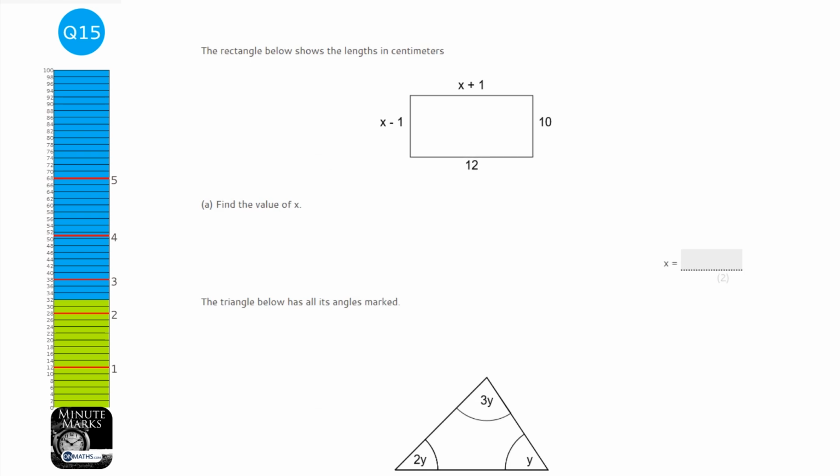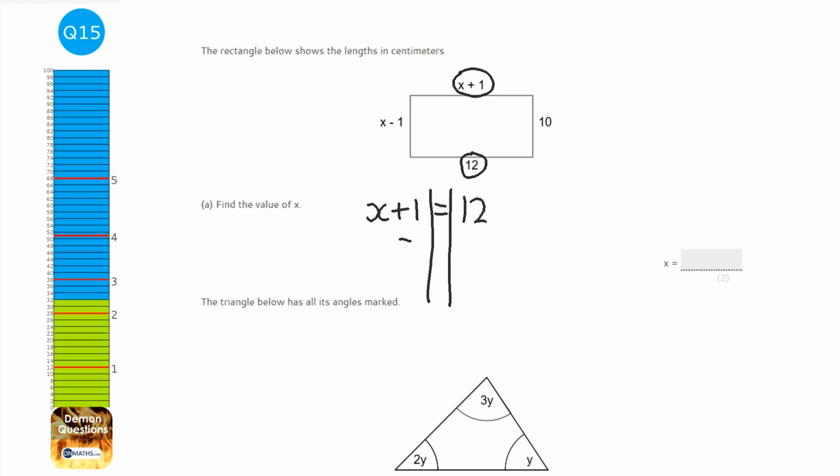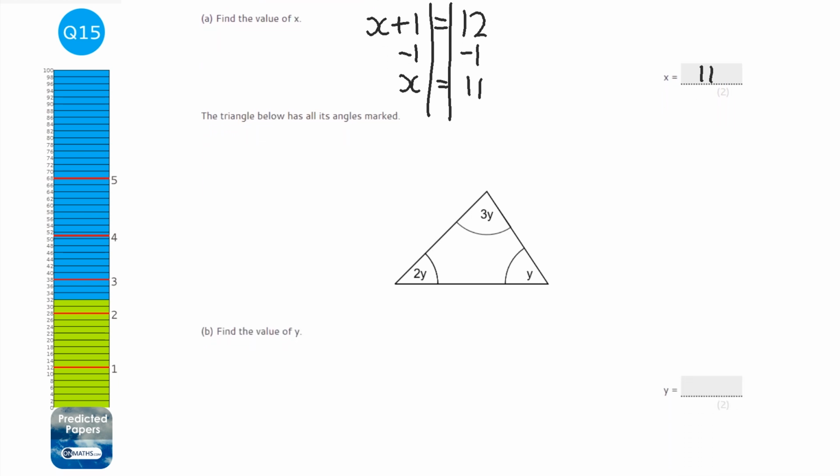Question A seems like a really complicated question, but it really isn't. If you think about what you know about a rectangle, you know that opposite sides of a rectangle are equal. So if you just write down x plus 1 is the same as 12, and then solve it. So what we're going to do is take away 1 both sides. Then x equals 11. So we know that x is 11. Let's check that out. It says here x minus 1. Well, what is 11 take away 1? Well, it's 10. And that is the same as that. So we know that x equals 11. And that's it.